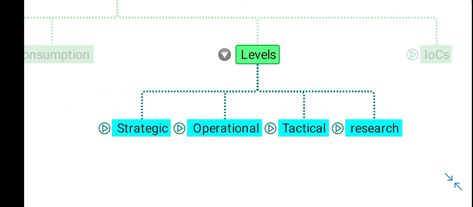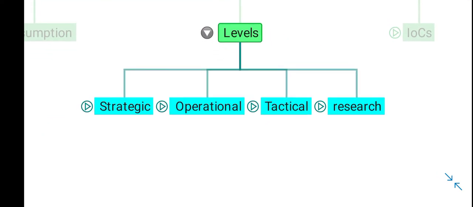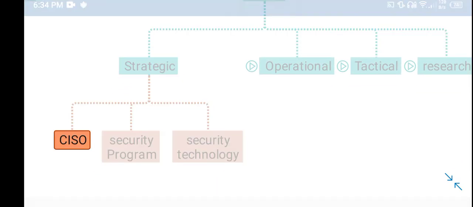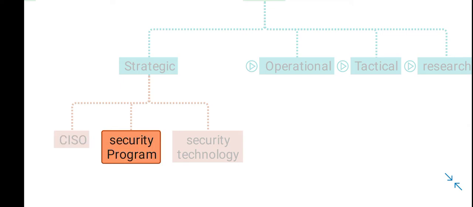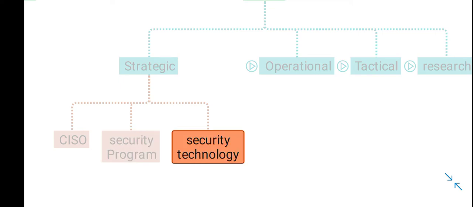Now there are different levels of threat feed or threat intelligence. That is strategic level. So this is for CISOs, or Chief Information Security Officers. As a result of the strategic cyber threat intelligence, he can then introduce a new security program, maybe an awareness program for a particular group of people in his organization, or he can propose a new security technology.